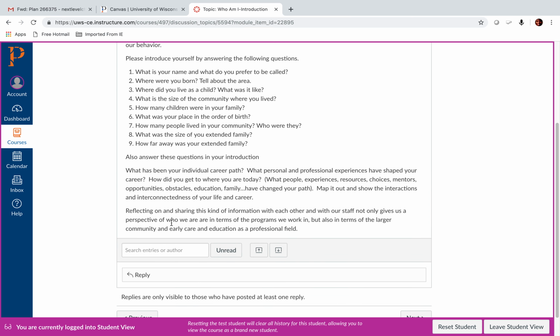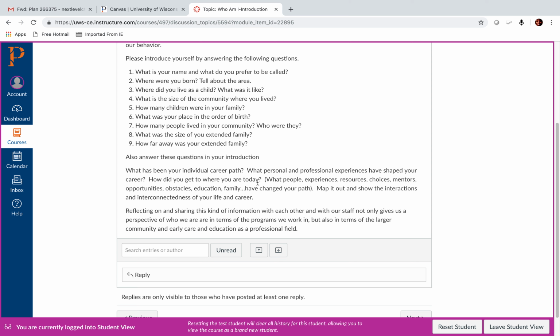And then along with those questions in your introduction, you need to address these questions as well. What has been your individual career path? What personal and professional experiences have shaped your career? How did you get to where you are today? And that includes what people, experiences, resources, choices, mentors, opportunities, obstacles, education, family, etc. have changed your path. And then you can just write about it. On here it says map it out and show the interactions and interconnectedness of your life and career.